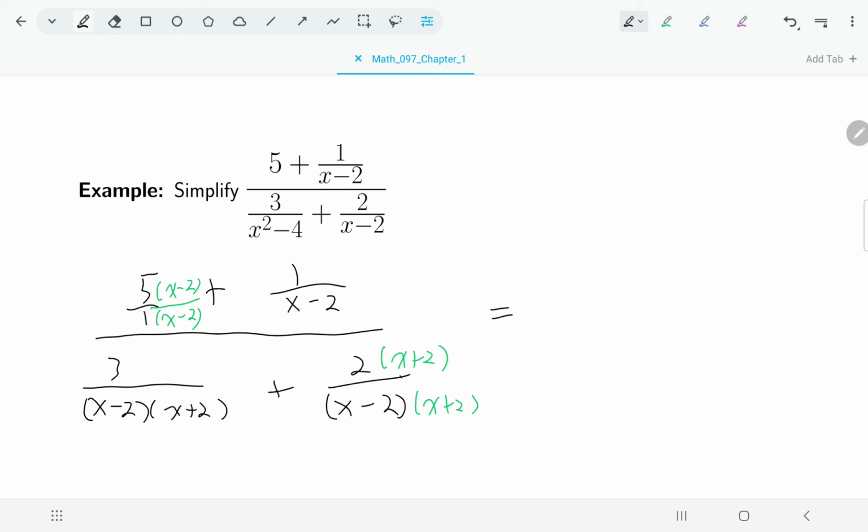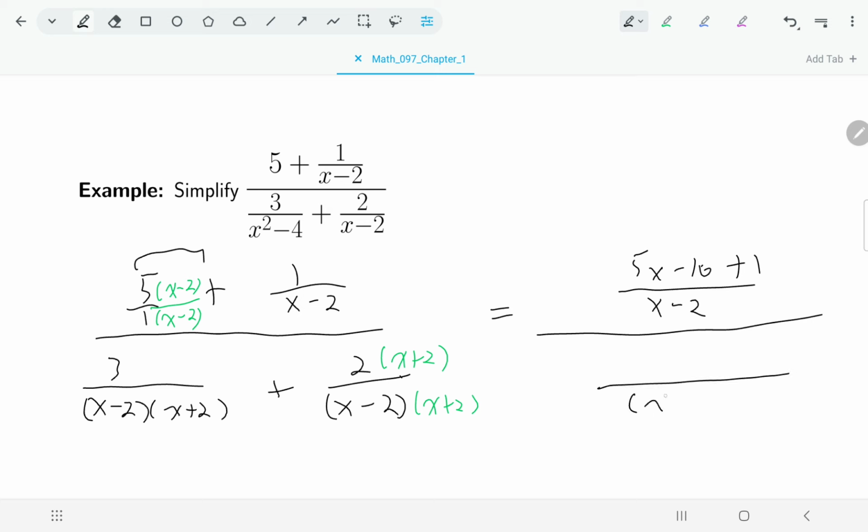So what does this give us now? So in our numerator, we have one fraction over x minus 2. And what do we have? Well, we have 5 times x minus 2, or in other words, we've got 5x minus 10, and then plus the 1. In our denominator, we have two fractions that are both with x minus 2 times x plus 2 for the denominators of them. And so what are we going to have in the numerator? Well, we'll have 3 from that first fraction, and then we'll have 2 times x plus 2. We'll have 2x plus 4 from the second fraction.